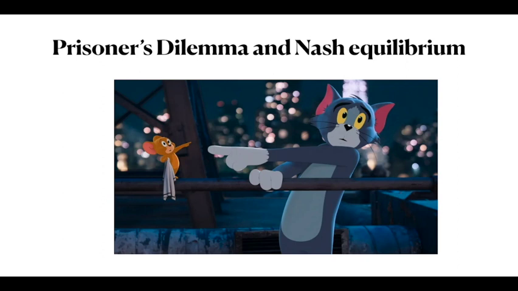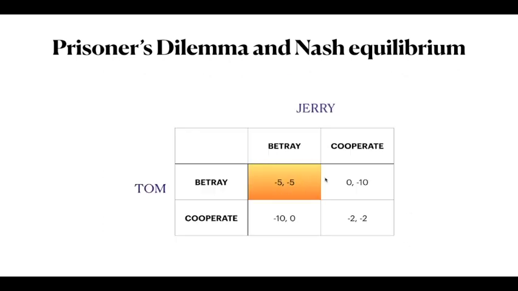So at the end of the day, Tom betrays Jerry, Jerry betrays Tom. They both end up snitching on one another, and they end up spending 5 years in prison each because of what is known as Nash equilibrium.